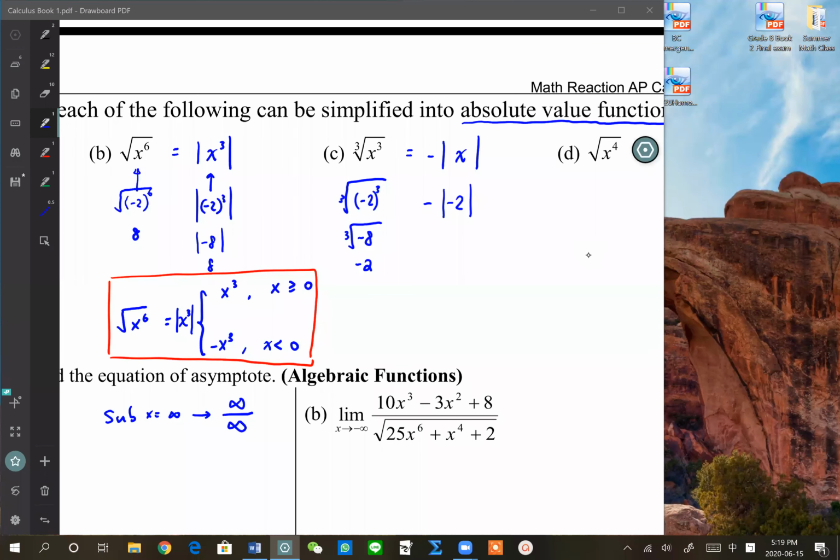Okay, so it will become +2 and then times the negative. So it will become that, right? Become -2.